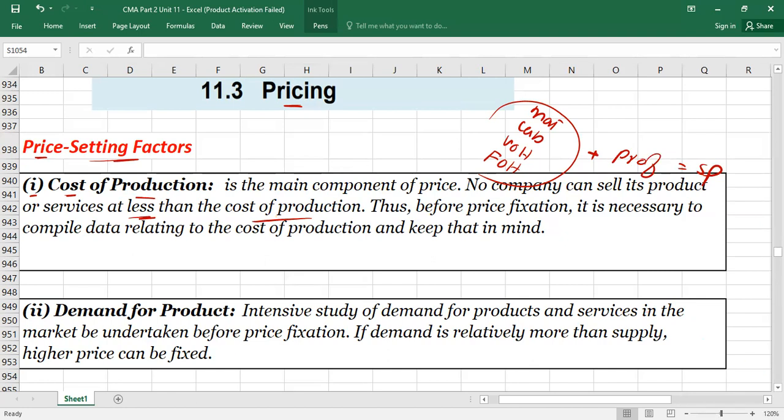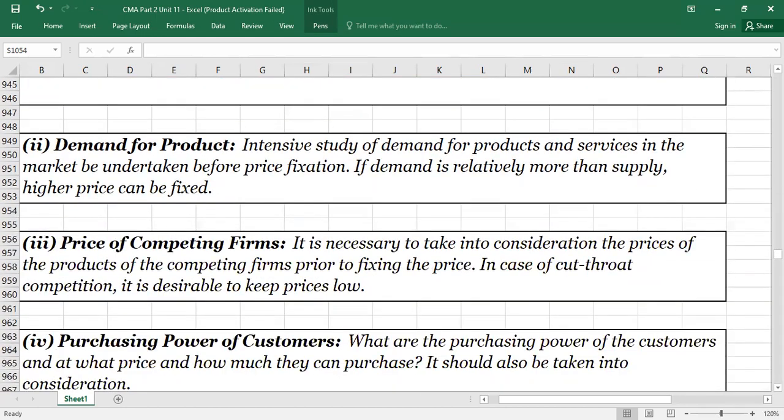So the second factor we have here, which we need to consider while setting the price of the product or service, is called demand for the product. So guys, obviously we know whenever demand is relatively more than supply, like for example, there is a shortage of supply but there is more demand for the product, in that scenario a higher price can be fixed.